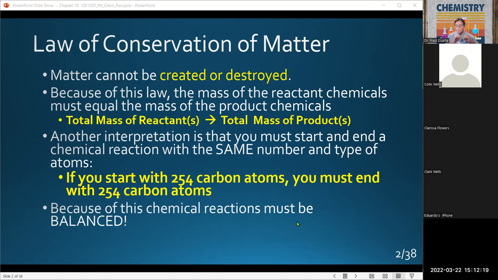We have to account for this because what we need is a balanced chemical reaction. Balanced means that if I have 254 carbon atoms as a reactant, I'm going to end up with 254 carbon atoms in the product. And we have to put coefficients in front of the products that we create such that we have a balanced chemical reaction.